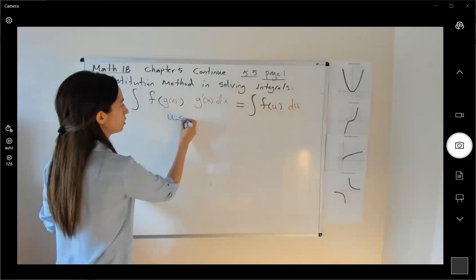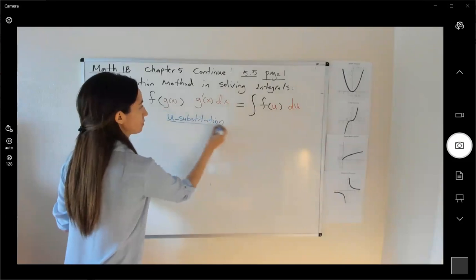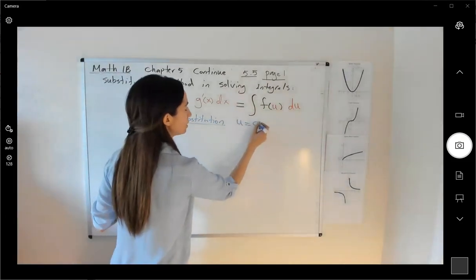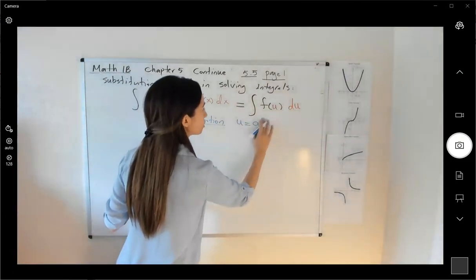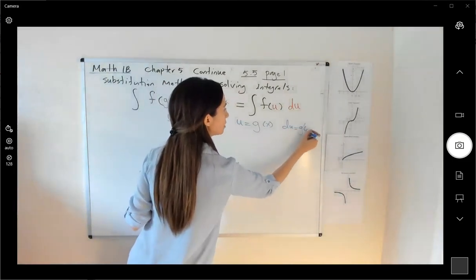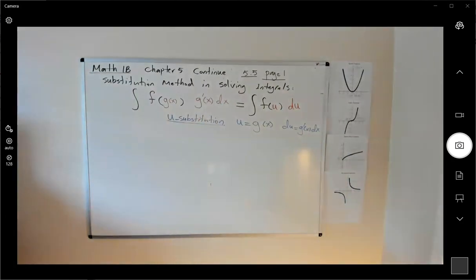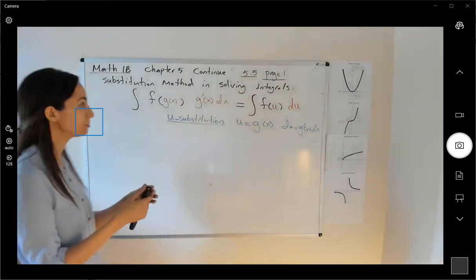U substitution. You take u to be g of x and du to be g prime dx. That is the substitution method. Let us go over one quick example to feel comfortable about this method.